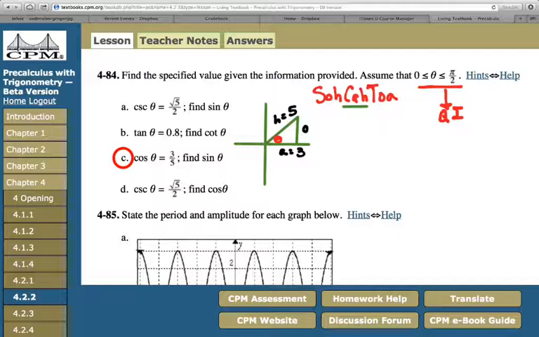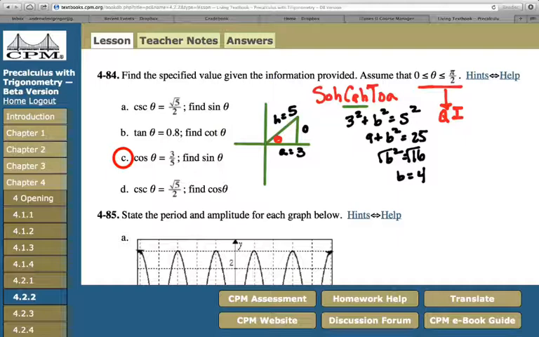You can work the Pythagorean theorem out on this if you'd like. 3 squared plus b squared equals 5 squared. You end up getting 9 plus b squared equals 25. Subtract 9 to get b squared equals 16. The square root gives b equals 4. This is your special Pythagorean triple. So our opposite side is 4.